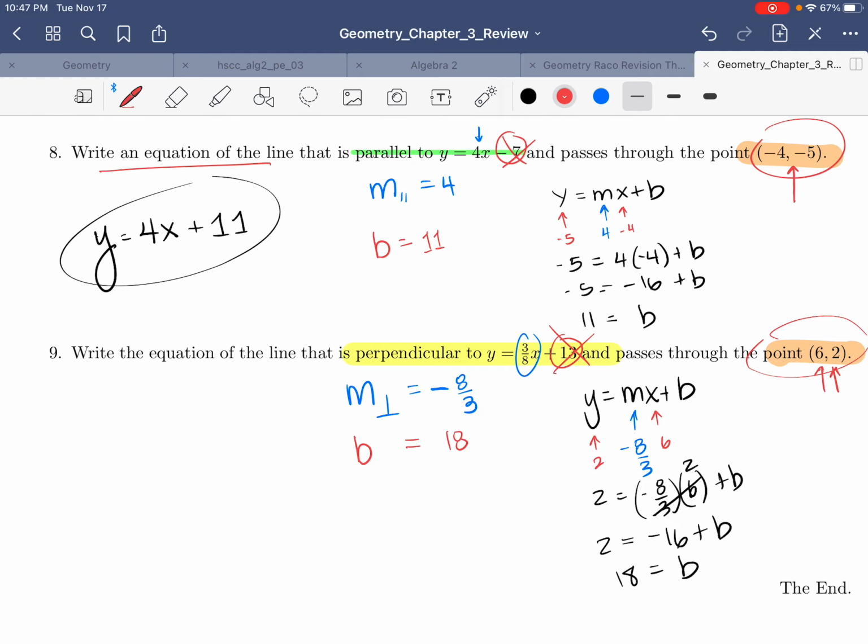The last thing I need to do is write my equation in y equals mx plus b format, or slope-intercept form, and I get y is equal to -8/3 x plus 18.